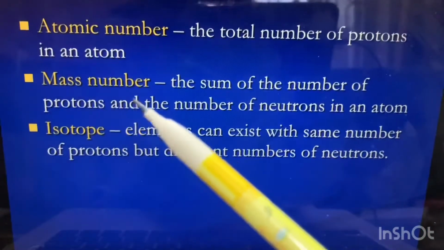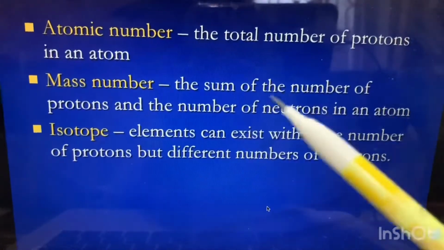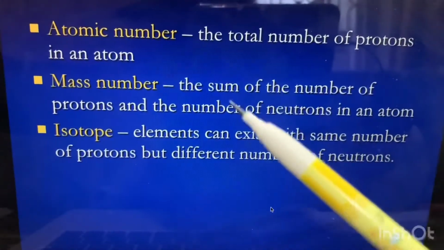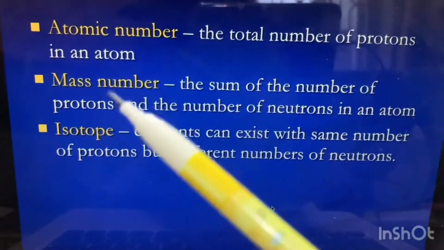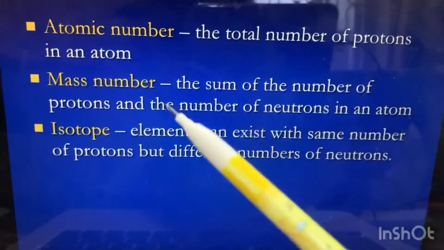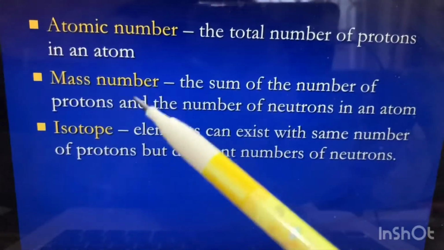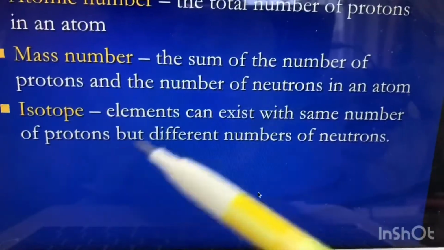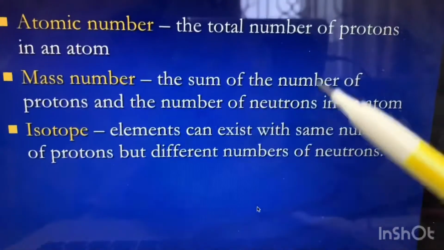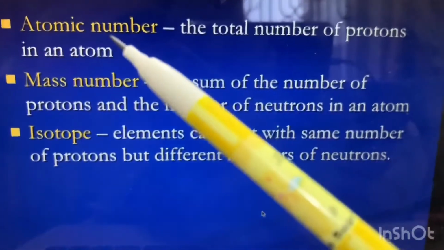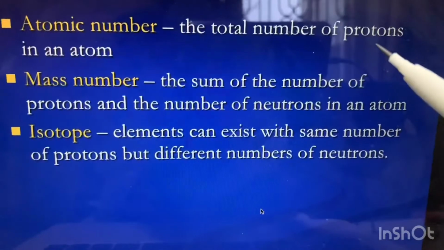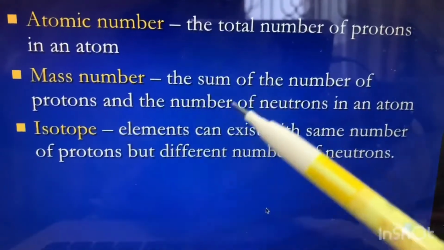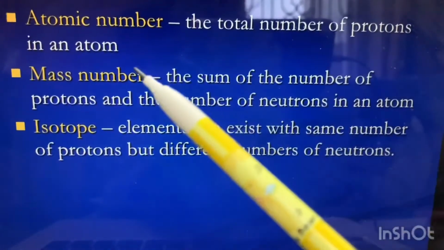Now what is the mass number? The sum, sum meaning collective, of the number of protons and the number of neutrons in an atom is called the atomic mass number. Now what are isotopes? Elements can exist with the same number of protons but different number of neutrons. So if we differentiate between these three, what is the atomic number? Only the number of protons in an atom is called the atomic number, whereas the number of protons plus the number of neutrons in an atom is called the mass number.